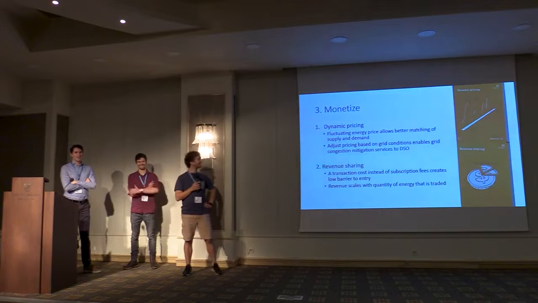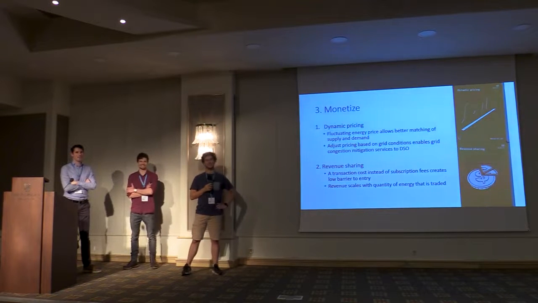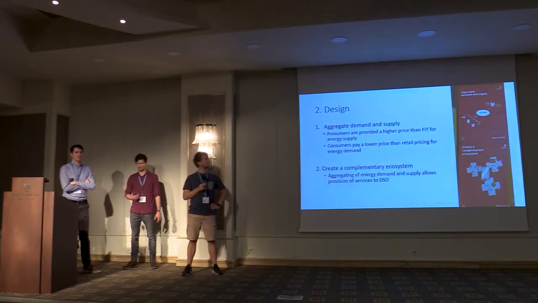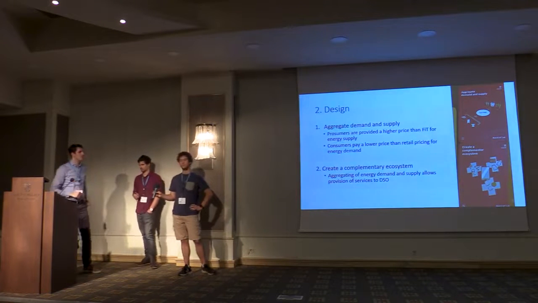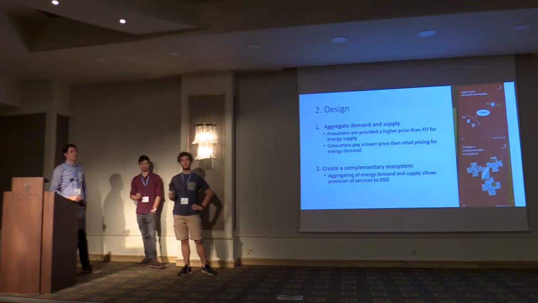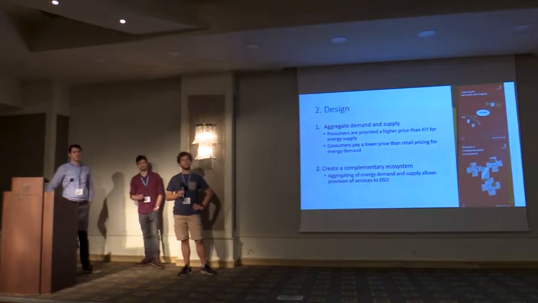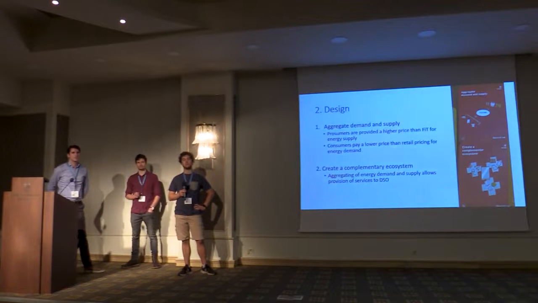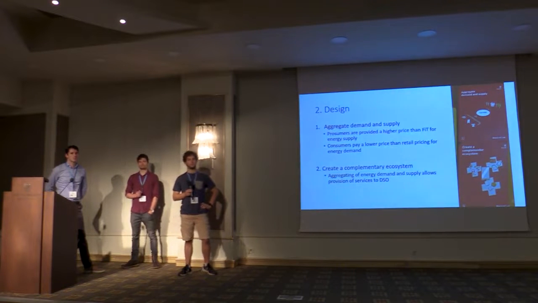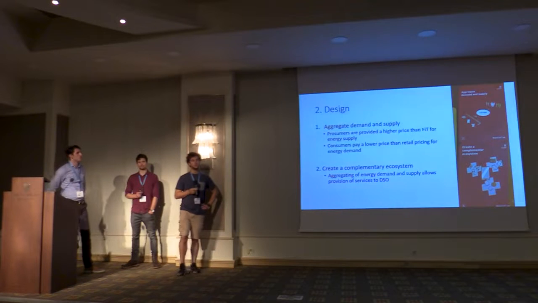Second question, in your design, if I got it right, you have somewhere price setting higher than the feed-in tariff and lower than the retail pricing. Don't you think that there will be in the community always either a surplus or a shortage, so you will always be at one of those two limits, and so there's no real benefit with respect to just the main grid?